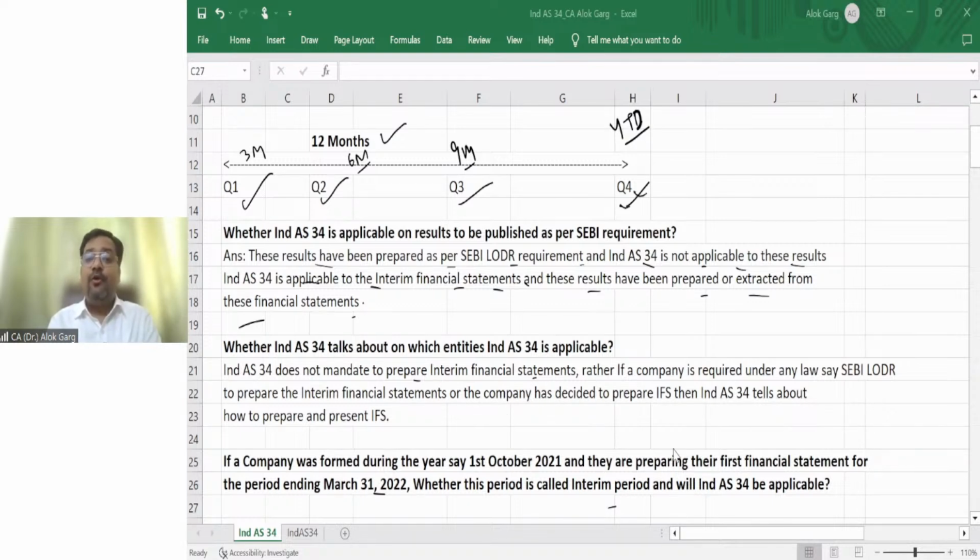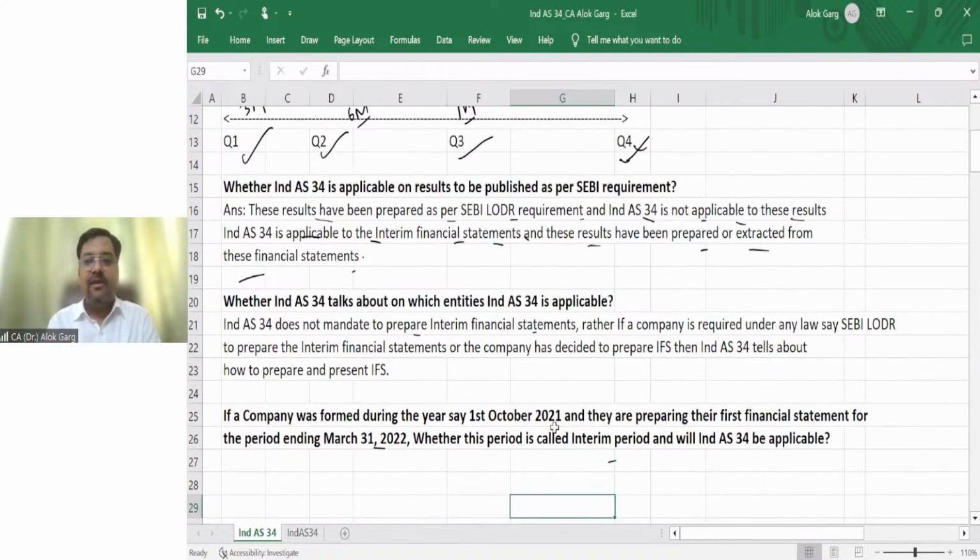Whether Ind AS 34 talks about on which entities Ind AS 34 is applicable? Answer is no. Ind AS 34 does not talk about on which entities it is applicable. For example, private limited companies are not applying Ind AS 34. Why? Because they are not preparing financial statements for less than one year. I'm not talking about MIS. I'm not talking about the management accounts. Okay.